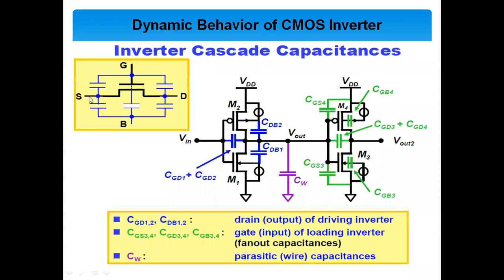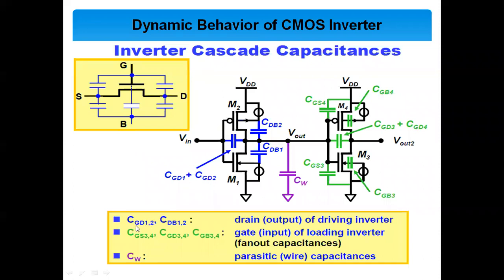Now with this, let's continue with the inverter cascade capacitance. We have studied a single MOS device, and for the single MOS device, these are the different capacitances. But what happens when two different CMOS inverters are cascaded, that means connected in series or maybe in parallel? How many capacitances will contribute to this inverter cascade capacitance?